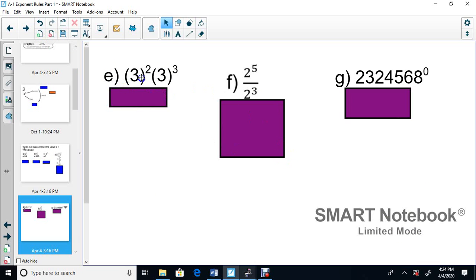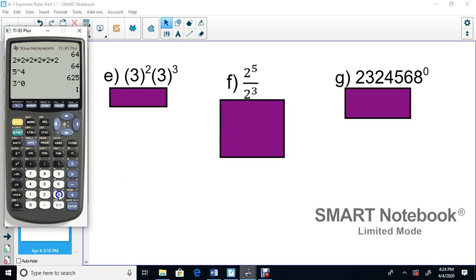Okay, here we have 3 squared times 3 cubed. So when they're side by side, it's a multiply. So let's see how our calculator does that. Here's how I would type it in.